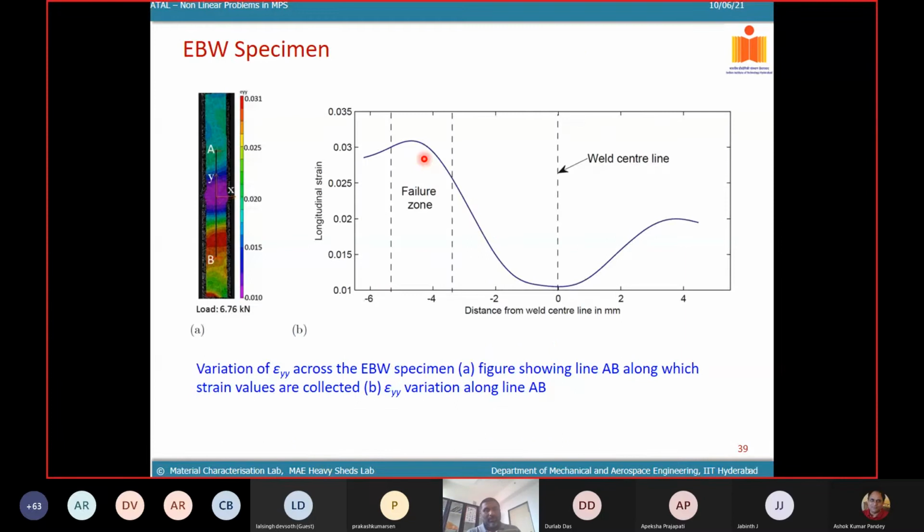If I plot the variation of the longitudinal strain, this is the direction in which I'm applying the load, the longitudinal direction along AB, the y direction. You can see how the strain levels are dipping as you move towards the fusion zone. This is the base metal. This is your failure zone, typically where you see higher strain concentrations, and then it goes down towards the fusion zone.